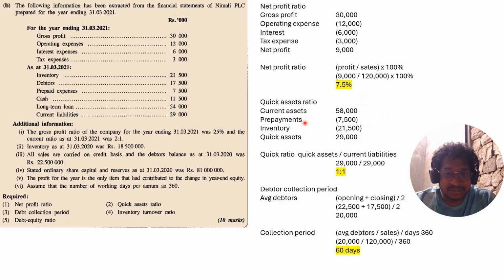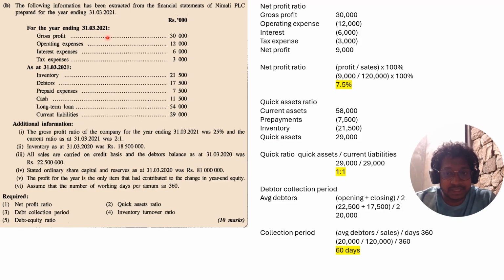And to find out quick assets ratio, you have to find out first quick assets. So here the current assets is given. Also, no, the current assets is not given. But the current ratio is given. So if you know the current liabilities, so current liabilities are 29,000, then you can find out current assets. So your current assets is 58,000 because your current ratio is 2 is to 1. From that, you have to minus prepayments and inventories to find out quick assets.